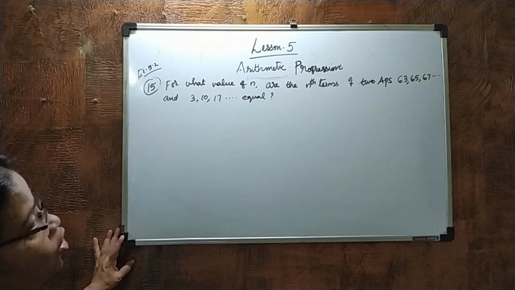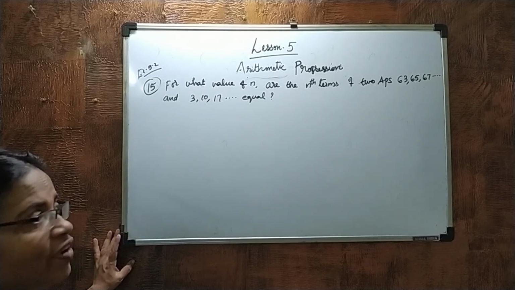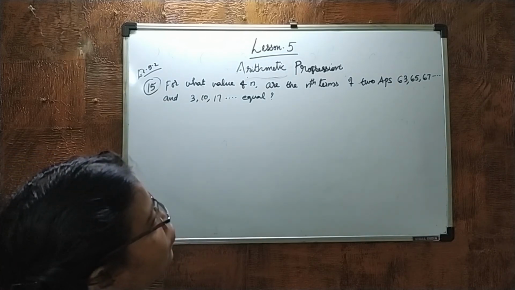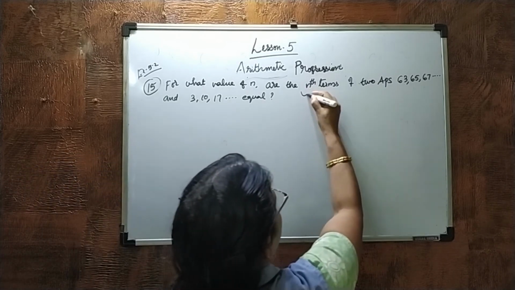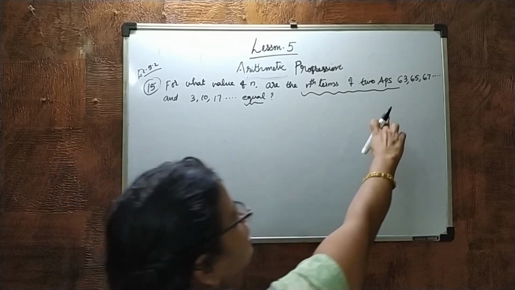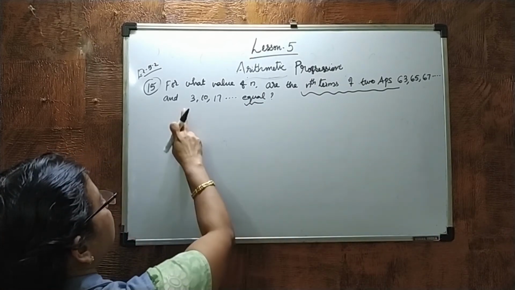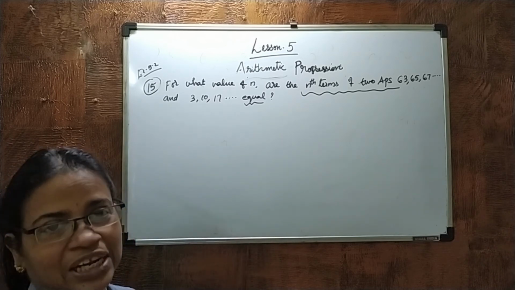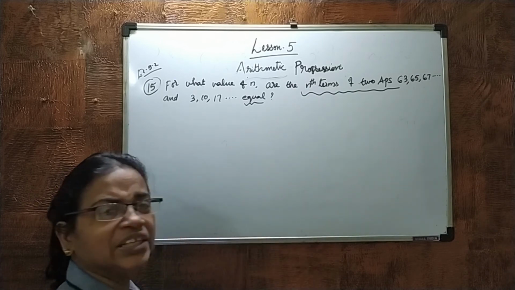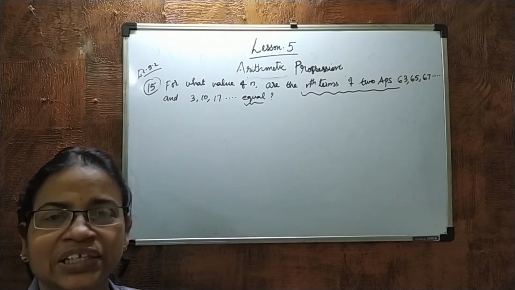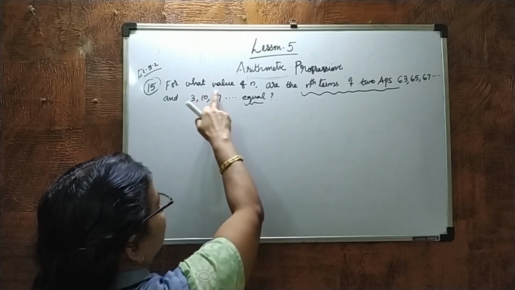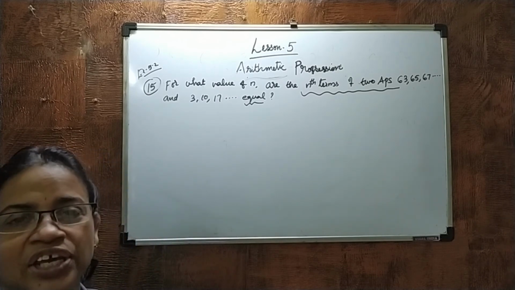For what value of n? That means you have to find out the value of n. Then what they told us is that the nth terms of 2 APs are equal. 2 APs are given: 63, 65, 67 etc. is the first AP, then 3, 10, 17 etc. is the second AP, and they told that the nth terms of the 2 APs are equal. Nth term, we call it an. So an should be equal, and you have to find out the value of n.